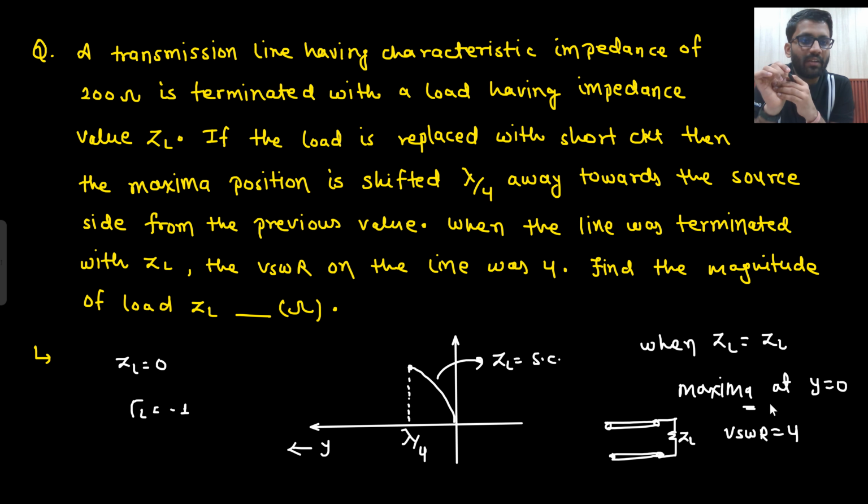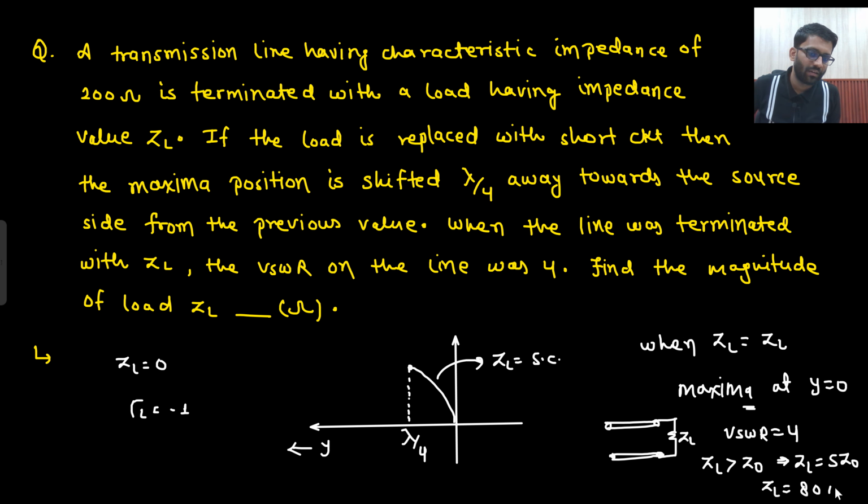Now that resistive load would be greater than Z0 or less than Z0. At y equals 0, if you are getting maxima, that means ZL has to be greater than Z0. If ZL is greater than Z0, then the formula is ZL equals S into Z0. S is 4 and Z0 is 200. So ZL is equal to 800. That's it.